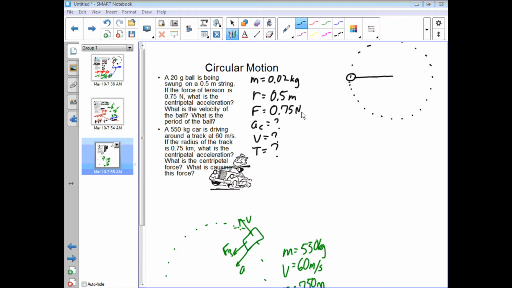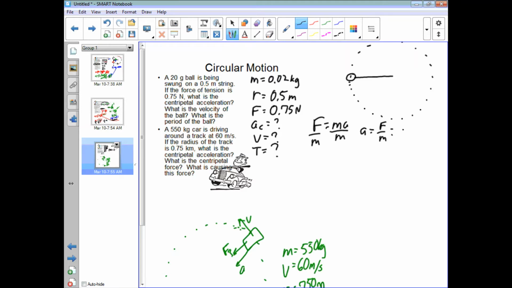Okay, so we have our equations that we can use. The fact that we have force, remember there's really only one set of equations that will deal with that, some type of F equals ma or a version of that, right? So F equals ma. Okay. Right, solving for a, I'm going to have acceleration, and that's the centripetal acceleration, is equal to F over m.